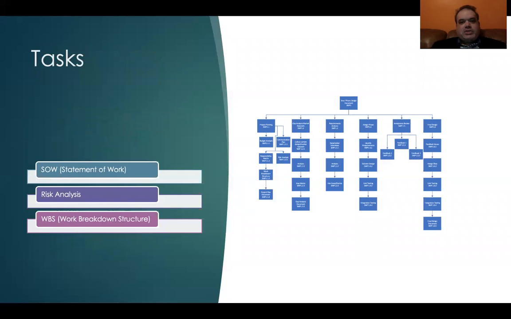We'll start the presentation with defining the task: how we came up with the task for this project, and how we did the analysis behind the task. We started with a statement of work. We tried to figure out what exactly we're supposed to do. What are the things that are within the scope of this project? What is the scope of our project?